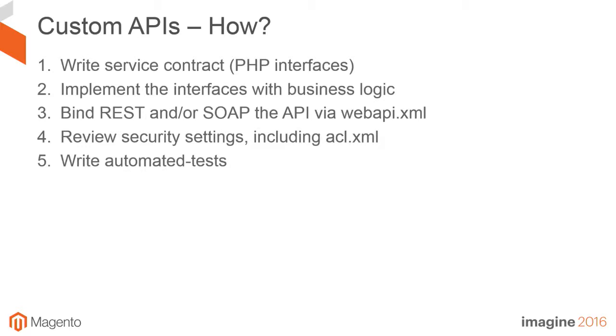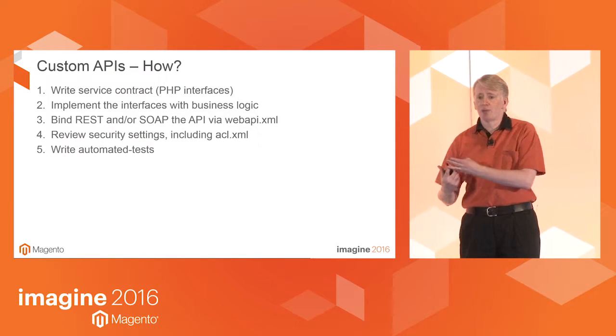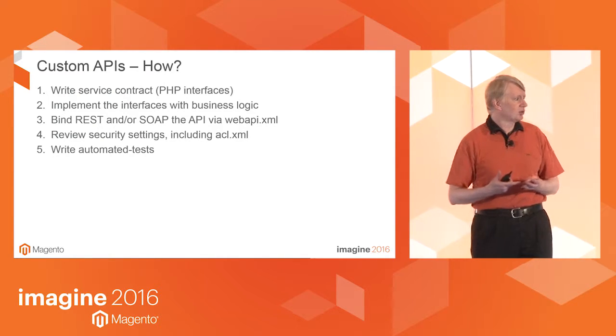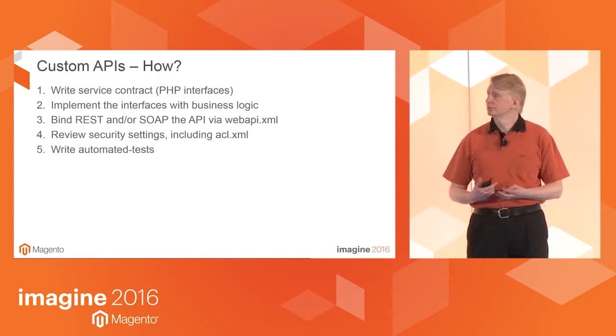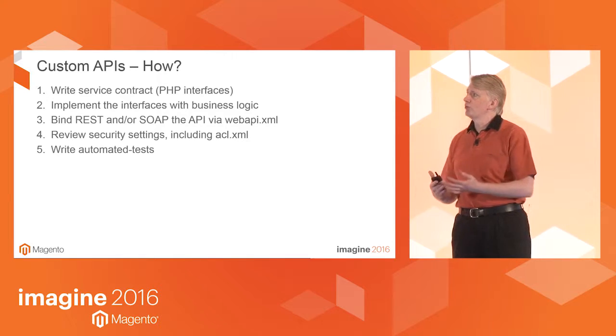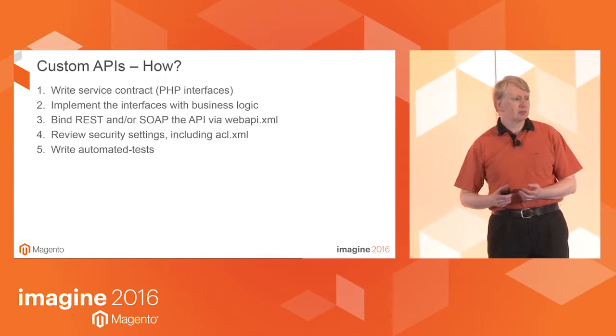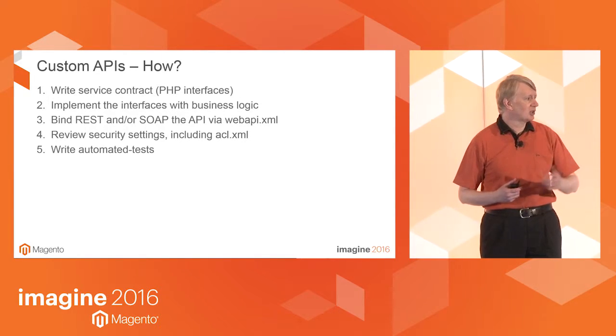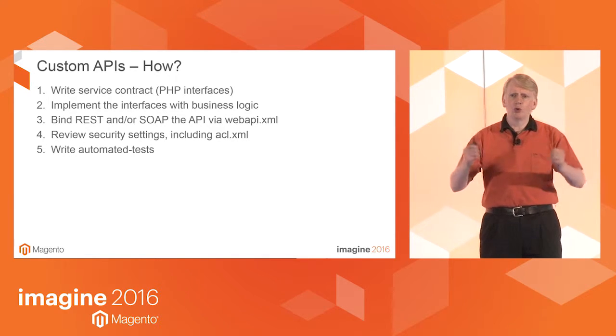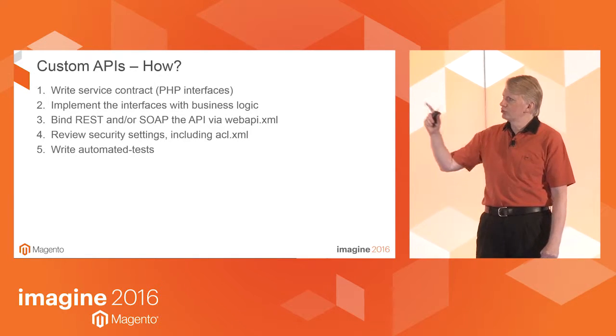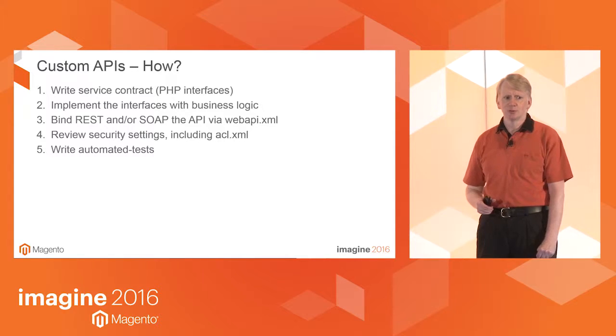So what do you have to do? 1, you write your PHP interface. 2, you implement it. This is very difficult stuff, as you can tell so far. You write your web API XML to bind through using those rules like we saw last time. You should review your security settings and the access file to make sure the authentication is right. And because you've all heard Fu Man's talk before, of course you write your automated test cases. Don't you all?